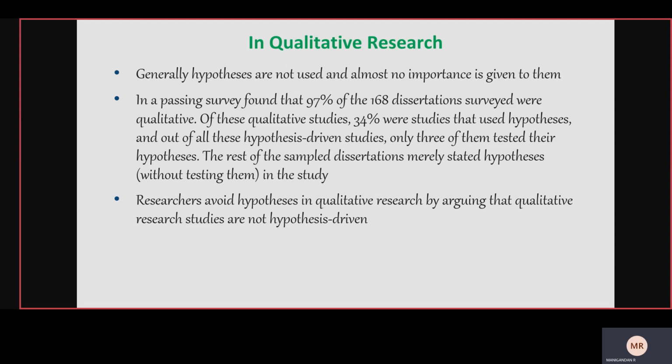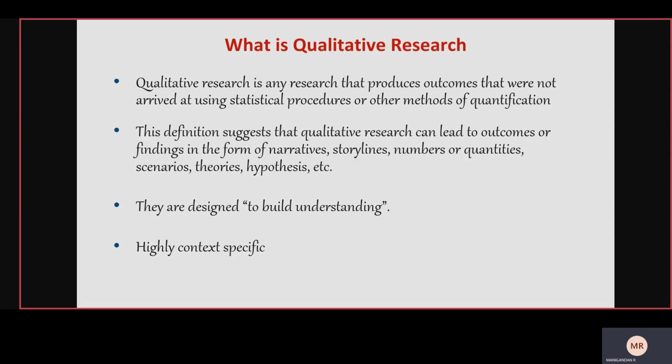Next, what is qualitative research? We already discussed this in earlier classes, but now we want to discuss it in a clear-cut manner. Qualitative research is any research that produces outcomes that were not arrived at using statistical procedures or other methods of quantification. If we use a research hypothesis, it is 100% not possible in qualitative research, because you don't know about the future prediction. So you need to frame only a conceptual paper in qualitative research.